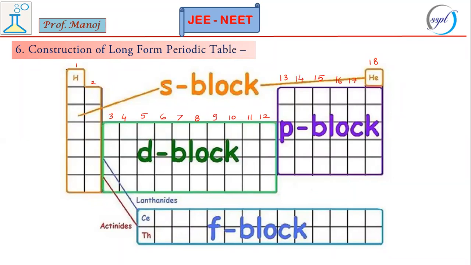If you see the count of this, S subshell has a capacity of 2 electrons. P subshell has a capacity of 6 electrons. D has 10 electrons and F has 14. Exactly these numbers are the number of groups, you can see. S ke andar 2 hai, so 2 electrons. Under D, there are 10. So 3 to 12 comes out to be 10. These are the 6 electrons, so 6 elements here. F, okay, 14. So these are the 14 columns over here. 14 lanthanides and 14 actinides. So the subshell number of electrons exactly match with the number of groups you have.